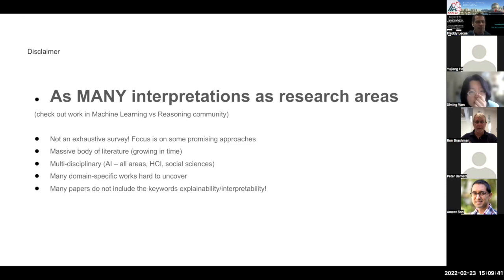There are many domain-specific works which are hard to uncover, because sometimes people use different terms that you might miss. It's a very niche area, and the terms used may be root cause analysis, interpretation, and diagnosis, which are then specific to the particular work that you're doing. As I mentioned, many papers do not include the keywords explainability or interpretability.